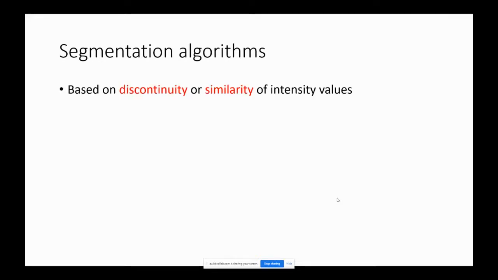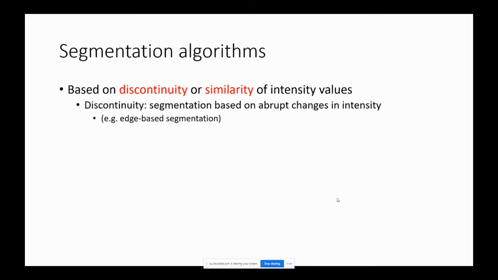Segmentation algorithms are usually based on measuring some discontinuity in the image or some similarity of intensity values. If we're taking discontinuities into account, then these algorithms are based on abrupt changes in intensity data. So you segment the image based on changes in intensity. We're going to see a few edge-based segmentations, which are examples of these algorithms based on discontinuity in the image intensities. And on the other hand, you can segment by similarity.